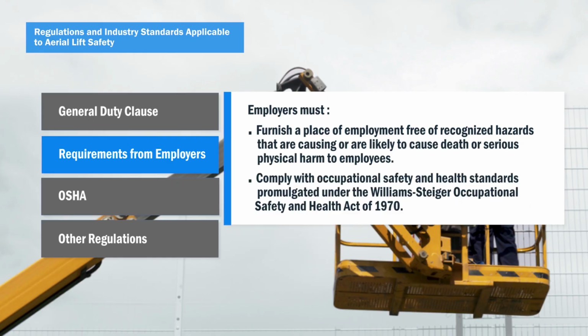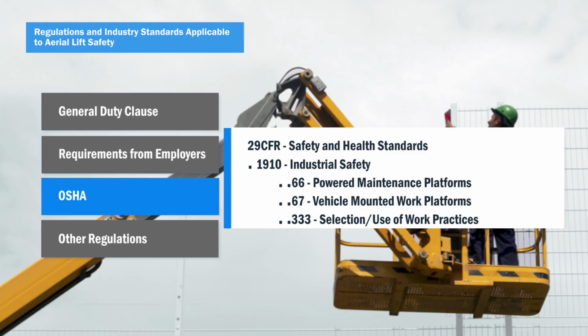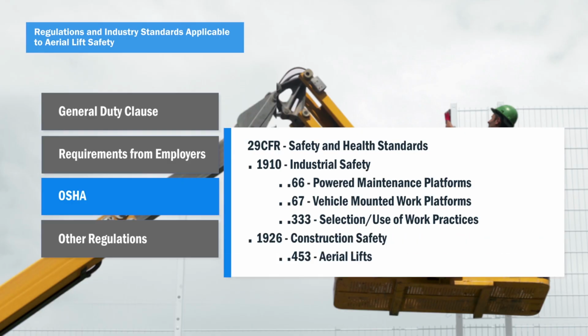Employers must comply with occupational safety and health standards promulgated under the William Steiger Occupational Safety and Health Act of 1970. OSHA regulations specific to aerial lift safety are 29 CFR Safety and Health Standards, 1910 Industrial Safety. 1910.66 Powered Platforms for Building Maintenance. 1910.67 Vehicle-Mounted Elevating and Rotating Work Platforms. 1910.333 Selection and Use of Work Practices. 1926 Construction Safety. 1926.453 Aerial Lifts.